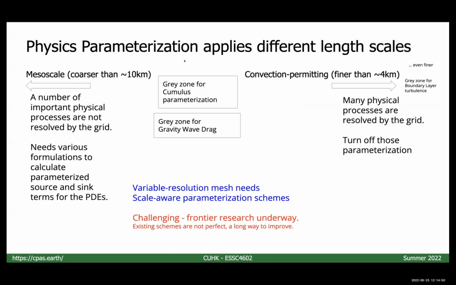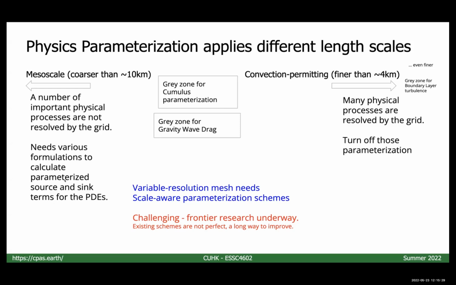We have to consider what length scales are resolved and what are subgrid scale. For example, for the part of the mesh that has resolution coarser than 10 km, this range of resolution is usually called the subgrid scale. Then, actually, a number of important physical processes are not resolved by the grid. That may include what we will go over later, cumulus parameterization, and also gravity wave drag.